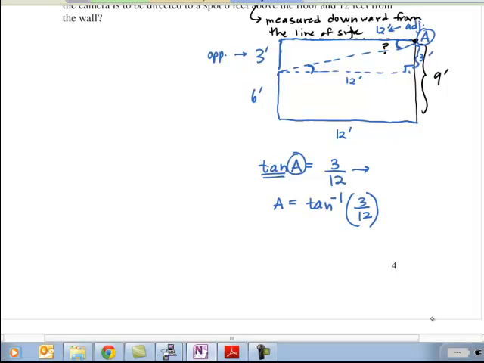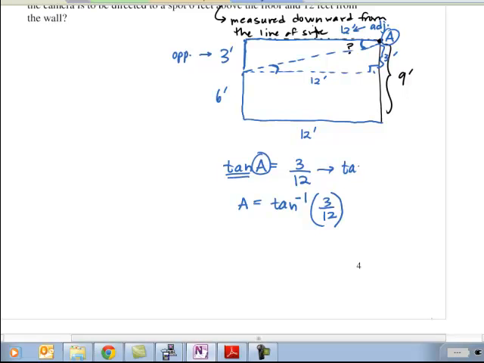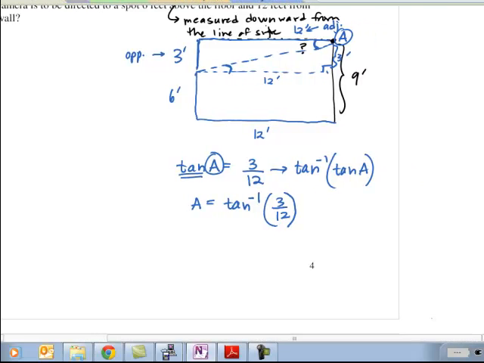So just to make that clear, again, basically what we're doing is this. The inverse tangent of the tangent, you know from college algebra that when you do a function and its inverse, you just get that input back. So that's what we're getting, A, on this side. And we're doing the inverse tangent to both sides. So on one side we just get A back, and on the other side we get the inverse tangent of 3/12. Let's figure out what that is.